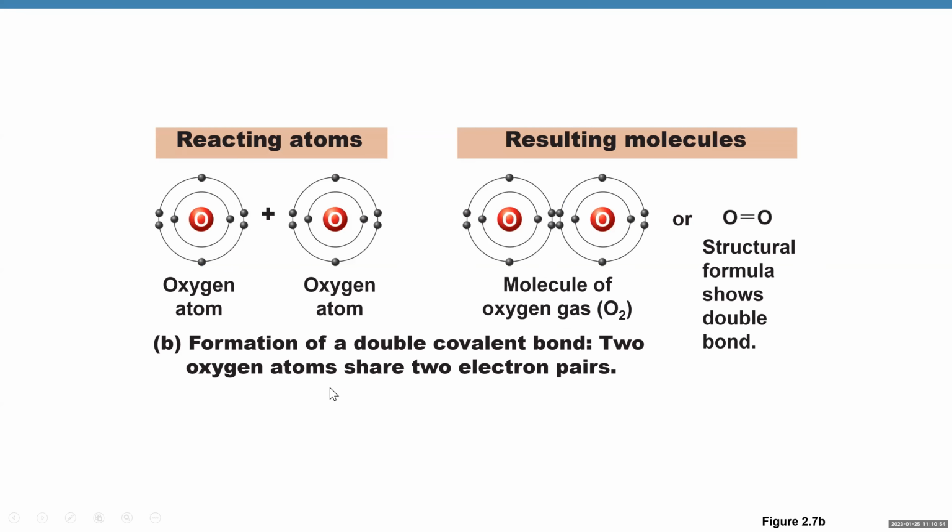We also can form a double covalent bond. In this example, two oxygen atoms share two electron pairs. So we have one oxygen atom that has six valence electrons and another oxygen atom that has six valence electrons. So they form a molecule of oxygen, O2, when they share four electrons between each other. Now you can see here the structural formula shows a double bond between the oxygen atoms.